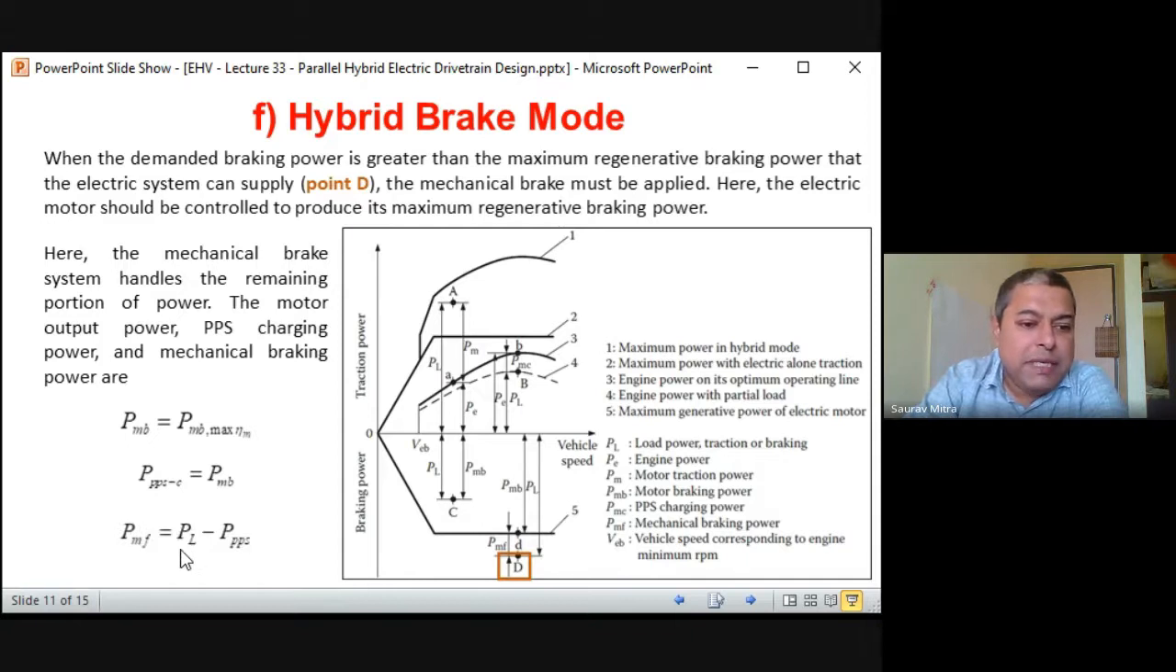And finally, PL is equal to PPPS plus PMF. PPPS is nothing but PMB, so you can say that PMB plus PMF is equal to PL. In this case, PL is not the traction; PL is for braking. That equation can also be written. Whatever is the total power required for braking, that is PL. PMB supplies some, that is electrical braking, and the remaining power comes from PMF, which is the mechanical brake power. So these are the 6 types of operating modes for a parallel hybrid electric drivetrain.